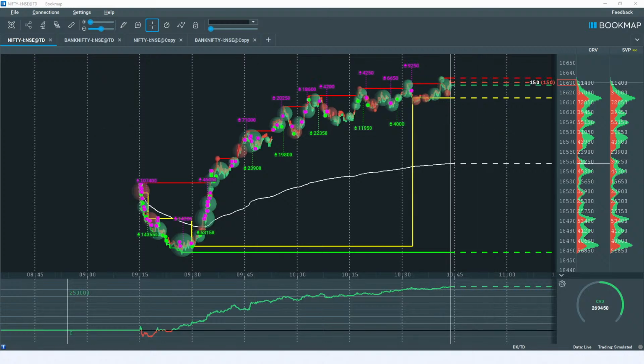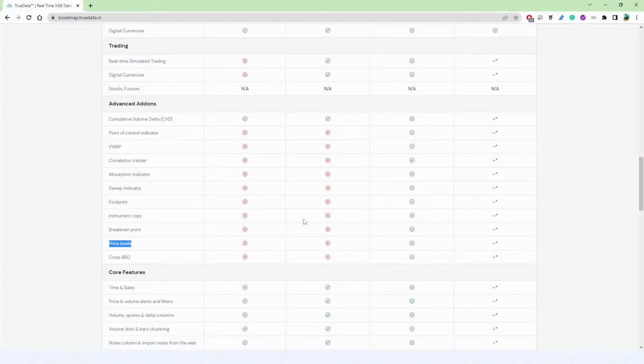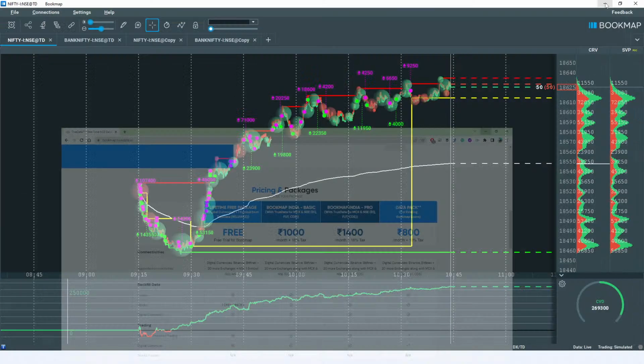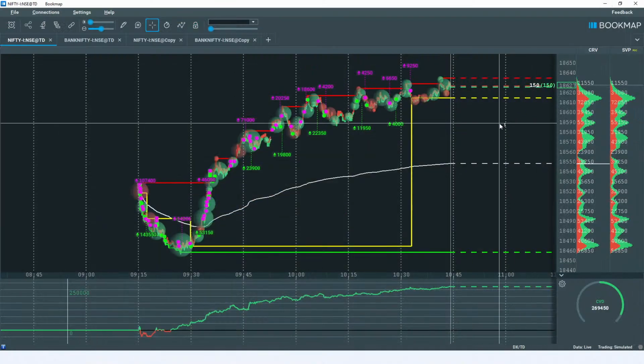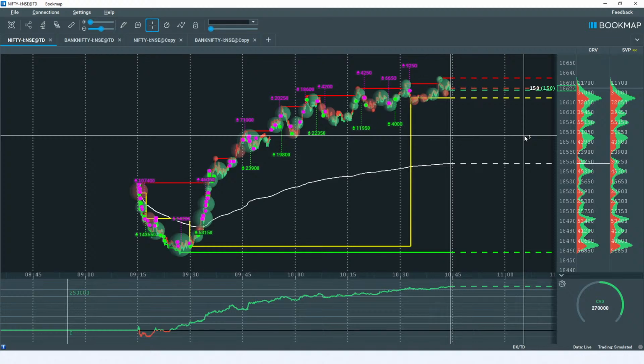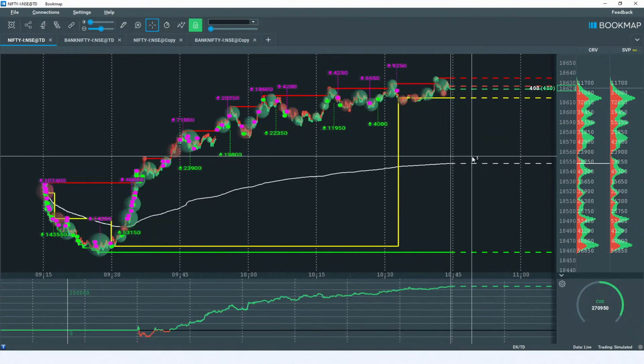Mitz is asking, can I also access US data? Well, if that is in your package, we can do that. At the present moment, Bookmap India Pro can be used for MCX, National Stock Exchange equity, futures and CDS both. To access the US market data, I think you need to go for a global package. I hope it is clear.